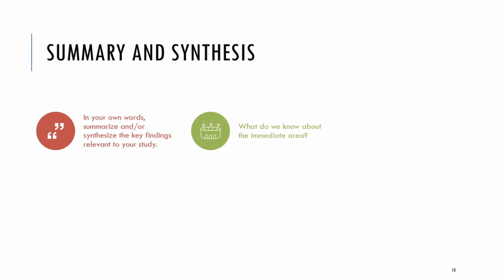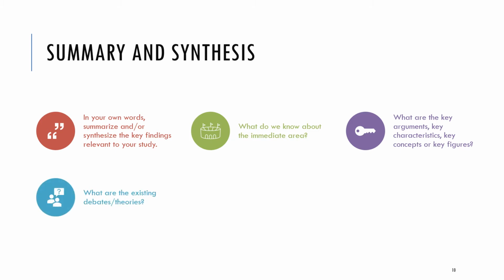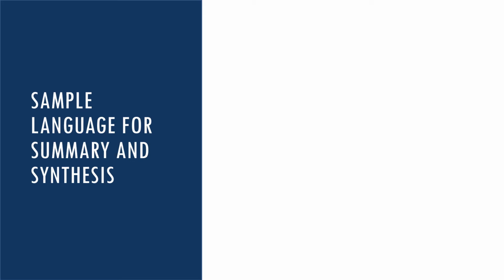What do we know about the immediate area? You need to mention through the reviews, through the references, what is known about the exact problem being covered. What are the key arguments, key characteristics, or key concepts, or even key figures in those references? What are the existing debates and theories? Very important. What is their basic idea? Are they with or against, or what is the theory being there? What common methodologies are used? Experimental, simulation. So you should share with the reader what are the different methodologies being covered.